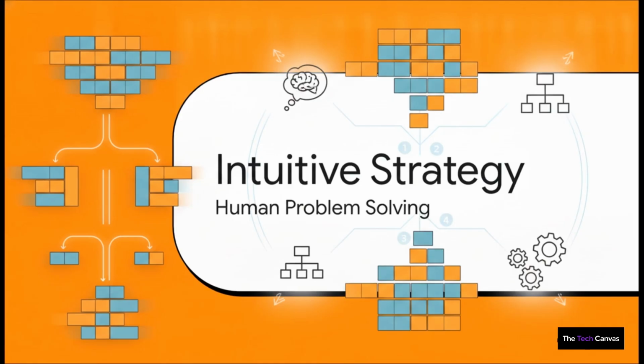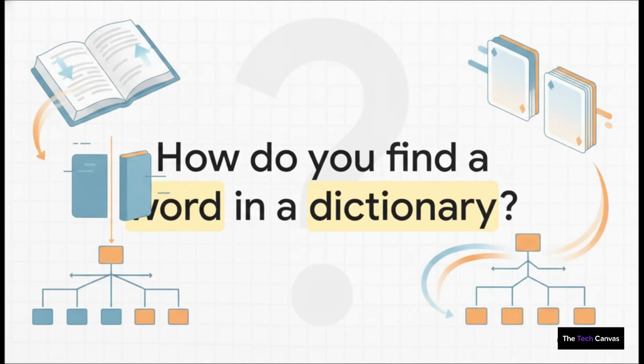All right, let's jump right into section 1, the intuitive strategy, or basically, human problem solving. It's super easy to get intimidated by computer science jargon, but complex algorithms are actually just formalized versions of things we do naturally every single day. When you split that dictionary in half to find a word, or cut a deck of cards to sort it, you are intuitively dividing a massive problem into much smaller, manageable pieces until you land exactly on the right answer.